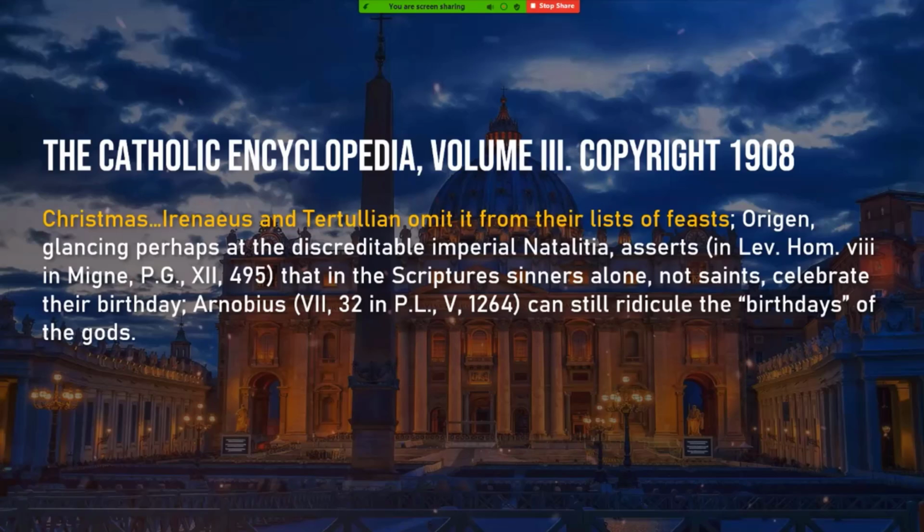We looked in the Catholic Encyclopedia, and interestingly enough, the two early church fathers, Irenaeus and Tertullian, had a calendar of feasts. Basically, every feast for every saint was recorded on these calendars, and Christmas was not recorded on their list of feasts.